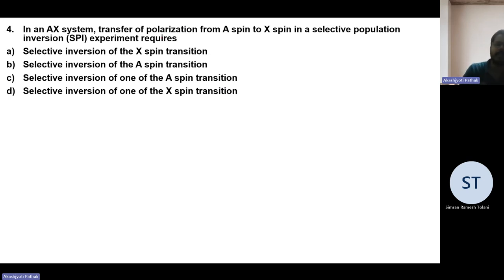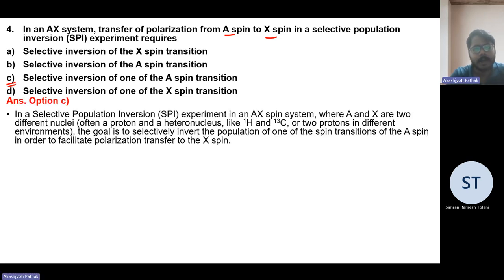So what we are trying to do is achieve a transfer of polarization from A spin to X spin, through a selective population inversion experiment. So what does it require? The first option is selective inversion of the X spin transition. Next is selective inversion of A spin transition. Then selective inversion of one of the A spin transitions. Or selective inversion of one of the X spin transitions. So which will be the correct option? The correct option will be C, right?